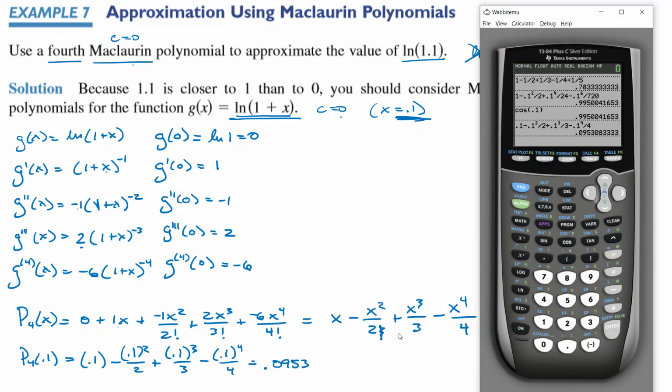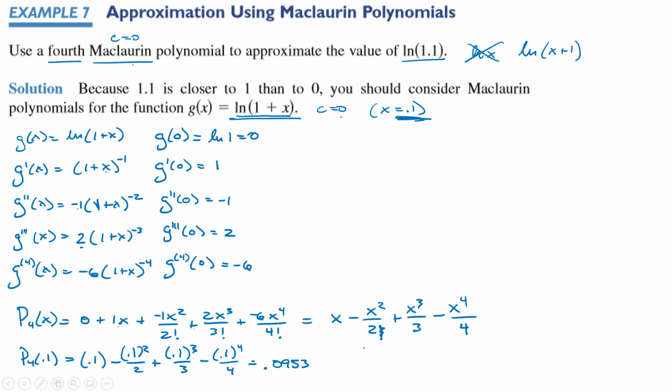All right, and then let's see, how does that actually compare to the ln of 1.1? So the natural log of 1.1. Oh, look at that. They're all the way the same, all the way out to the 3. So they're exactly the same to 4 decimal places. And if we rounded to 5, they'd be the same to 5 decimal places too. So that's a pretty good estimate there with just the 4th degree term.